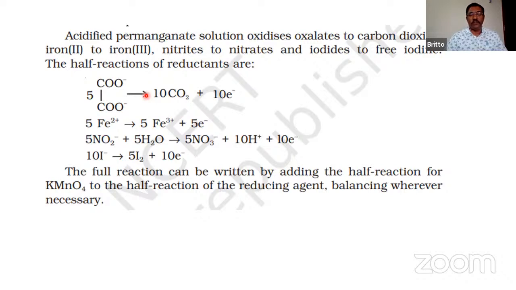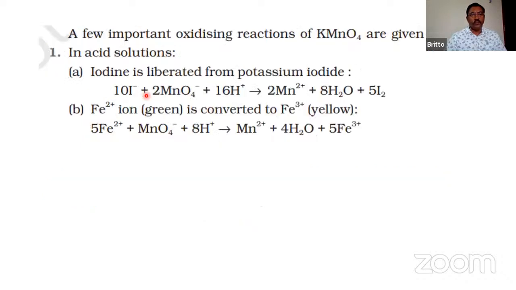I minus gives I2. So again, I minus is an odd number and I2 is an even number. So again, we have to multiply there by 10, like that.